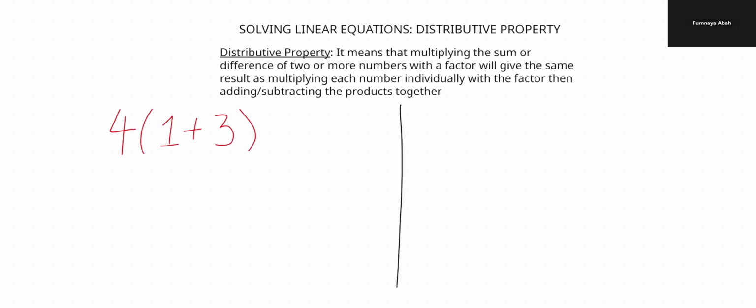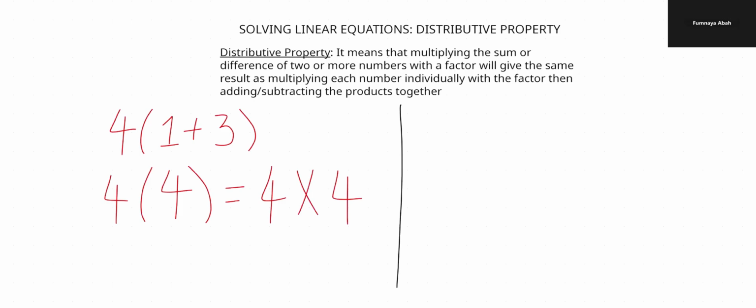So there are two ways we can go about this according to the distributive property. One way we can do this is to find the sum of the two numbers in the parentheses, and whatever sum we get, we multiply by the factor outside the parentheses. So we can say 4, and then we have this sum in the parentheses, 1 plus 3. And 1 plus 3 is equal to 4, so we can say 4 in the parentheses. And parentheses in math basically means multiplication. Whenever you see parentheses, you know you have to multiply the terms. So we have 4, and then we have 4 in parentheses. So basically, this is saying 4 times 4. And 4 times 4 is equal to 16.